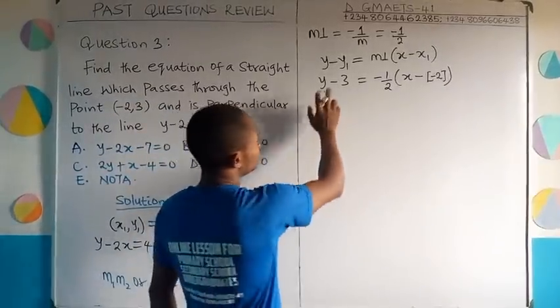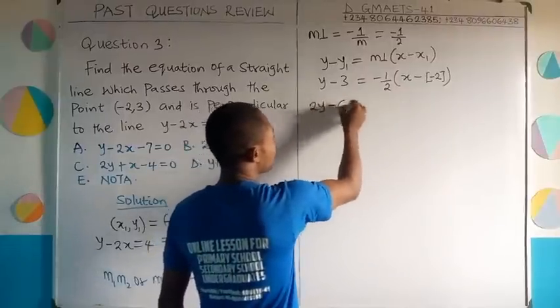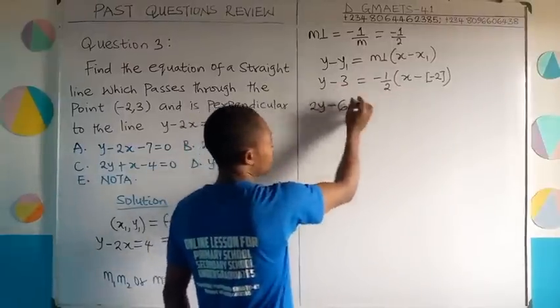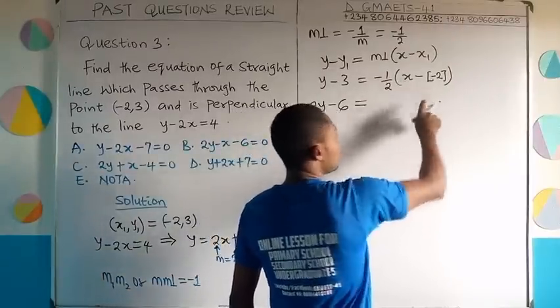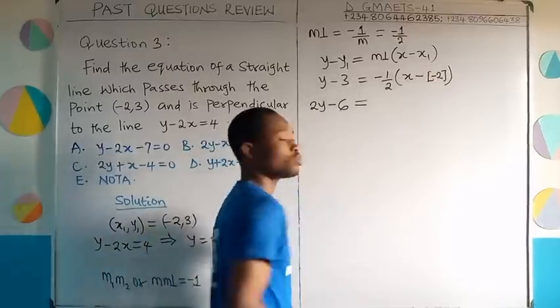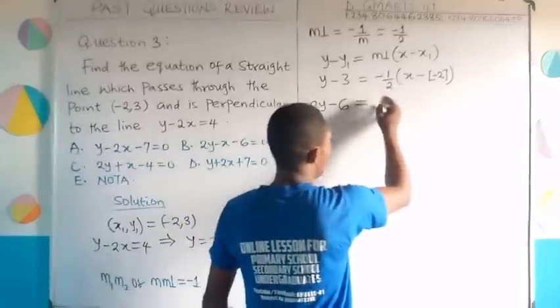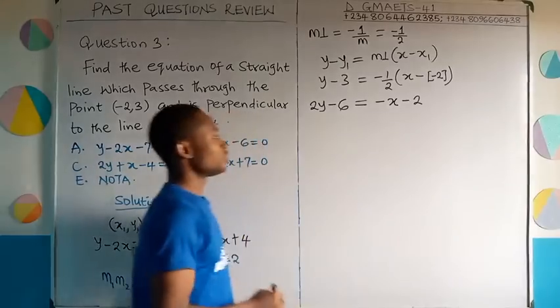Now we are moving on. If I clear this fraction, this is going to be 2y minus 6. I'm using this 2 to multiply this term here. Then that will be equal to negative 1 will multiply this term. Take note that negative here is plus already. So what we have in this bracket will be x plus 2. And then minus 1 is opening it up, giving us minus x, and then minus 2. Correct.